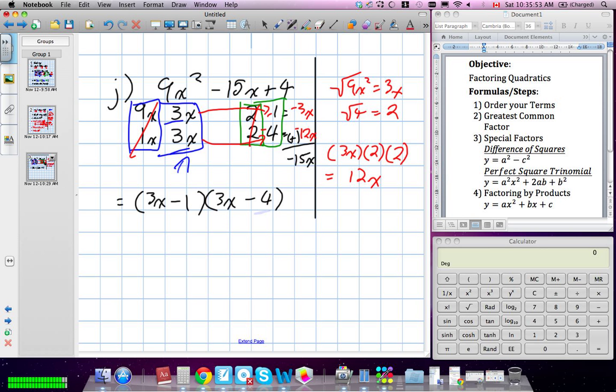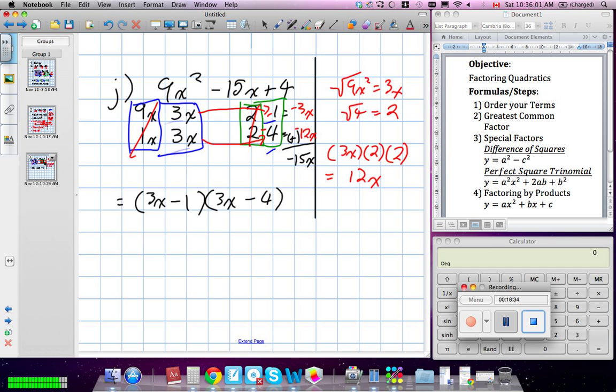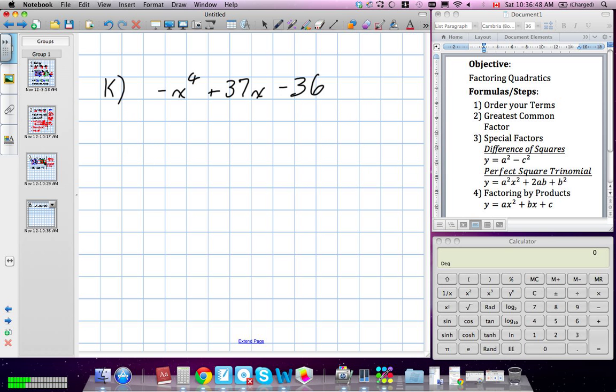First step, what do we do? Put it in order. Is it in order? Yep, we're good. What's next? Greatest common factor. Is there one? Yeah. What? Negative 1. Good. Why did it have to use negative 1? Because the first number has to be positive. Yeah, we want to make it positive. It'll be easier for us.